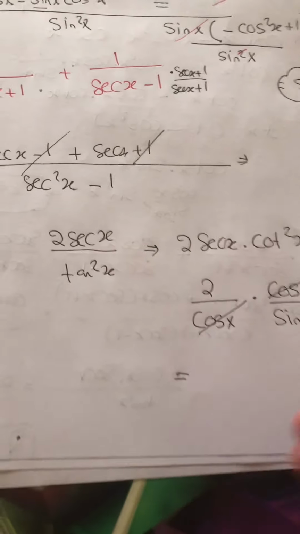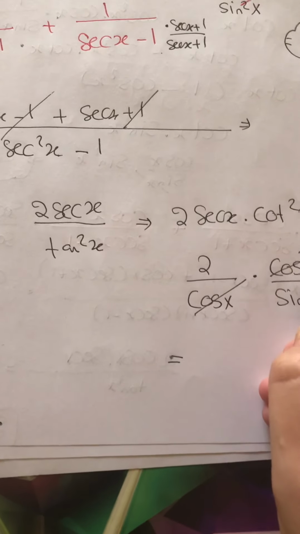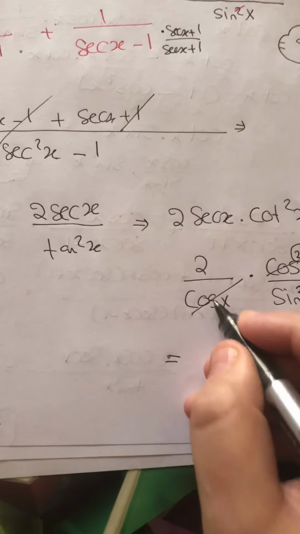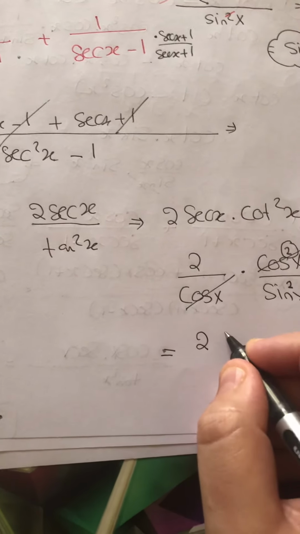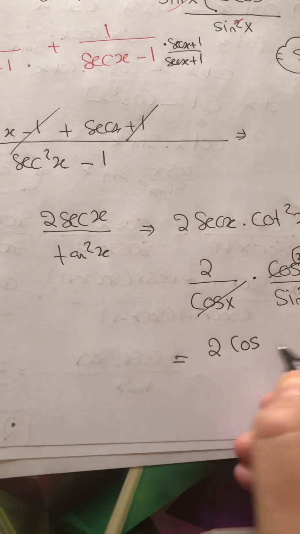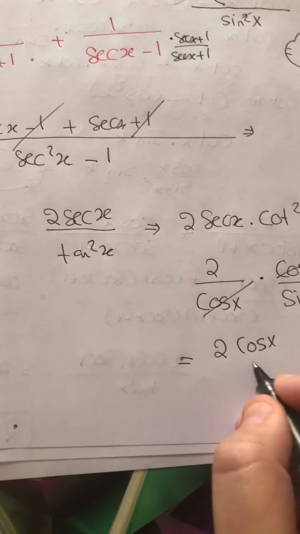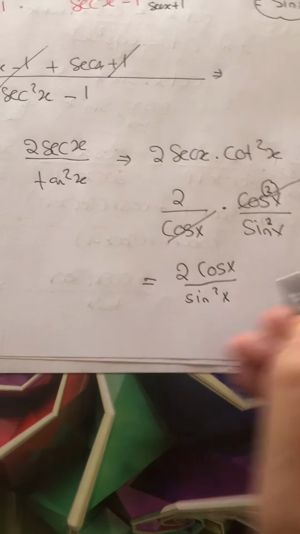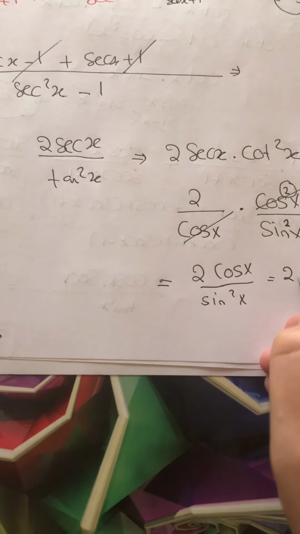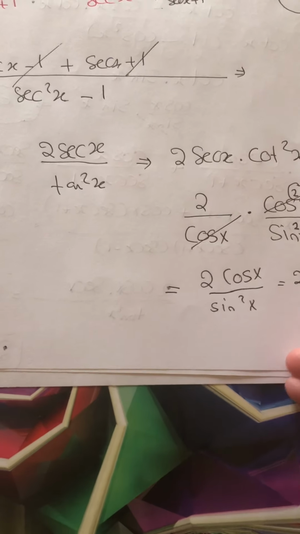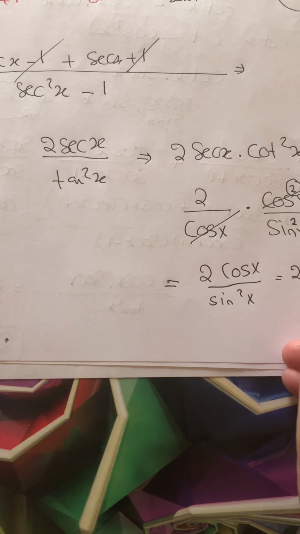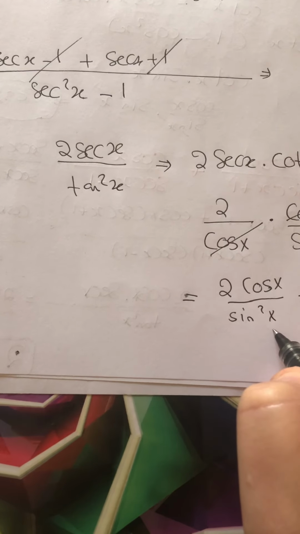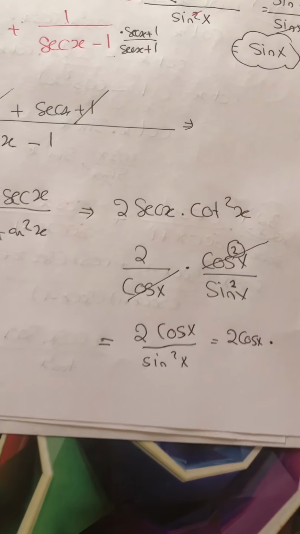definitely, oh wait, I made a mistake. Here it is squared and squared. So I'm going to cancel only one of those with this. So I'm left with 2 cosine x over sine squared x. So I'm left with 2 cosine x times, what is a cosine over sine? Wait, just a second.